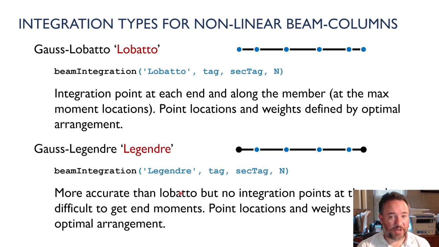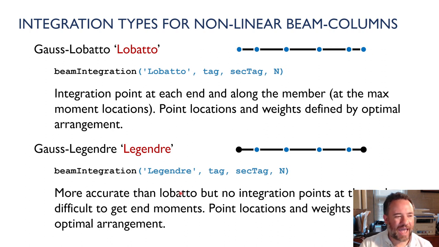Okay, so what are the integration types? Again, this determines how the quadrature is done. This internally defines all those weights, so you don't have to define the weights. This has the weights all built in, the weights for each integration point. And it defines where the points are and how many there are.